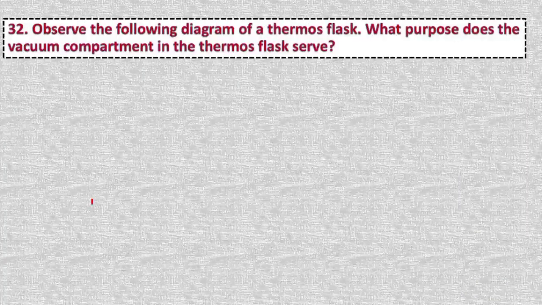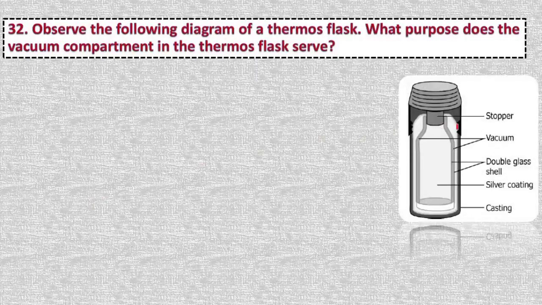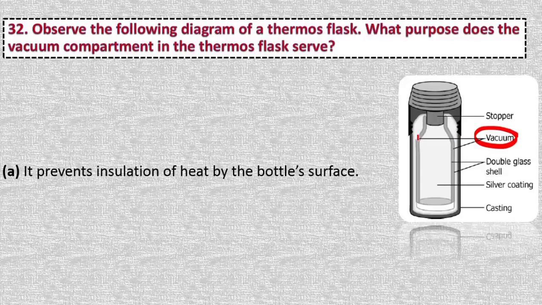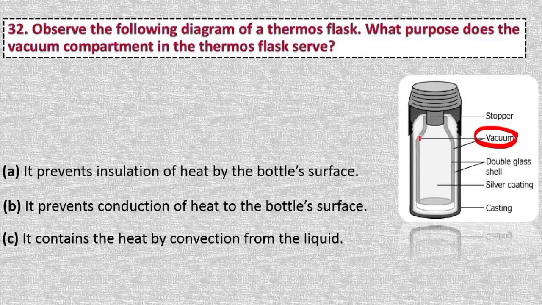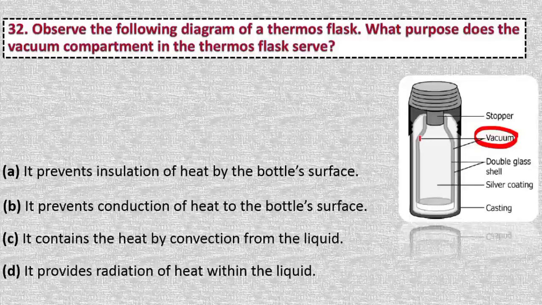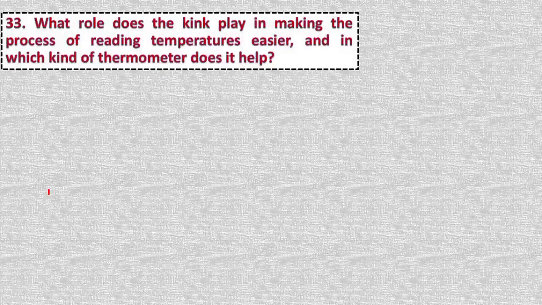Observe the following diagram of a thermos flask. What purpose does the vacuum compartment in the thermos flask serve? The vacuum mainly prevents the conduction of heat to the bottle surface. The correct answer is option B. It prevents the conduction of heat to the bottle's surface. Option B is the correct answer for this question. Look into the next question.